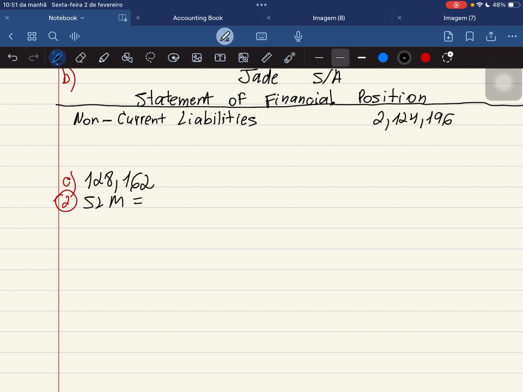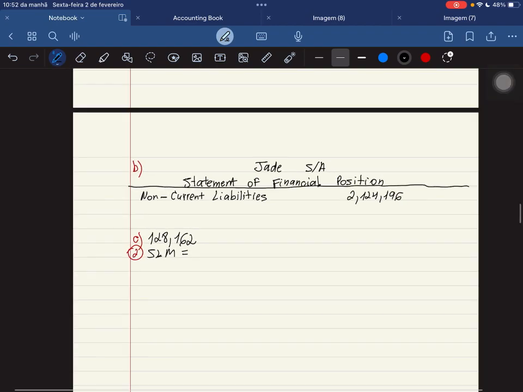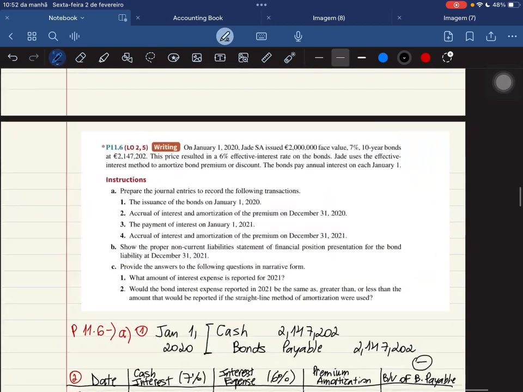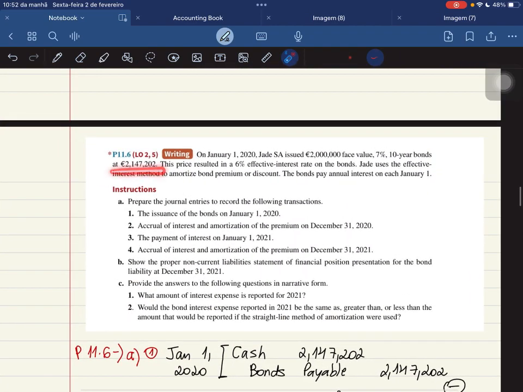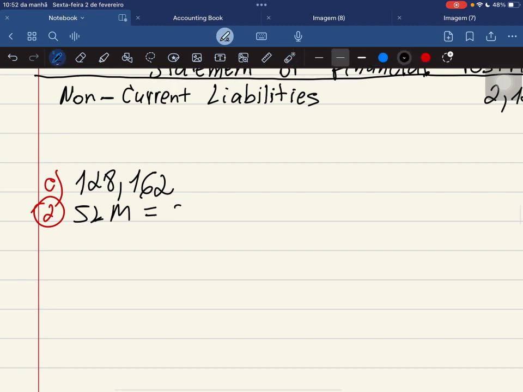It would be, in theory, if we had machinery and stuff, cost minus salvage value divided by useful life, right? Well, we don't have cost, we don't have salvage value because we're not dealing with equipment or any asset, we're dealing with liabilities. So what we can do is to calculate the difference between the issuance price and the face value, right? There is a difference because the numbers are not equal, right? And this would be the total premium amount.